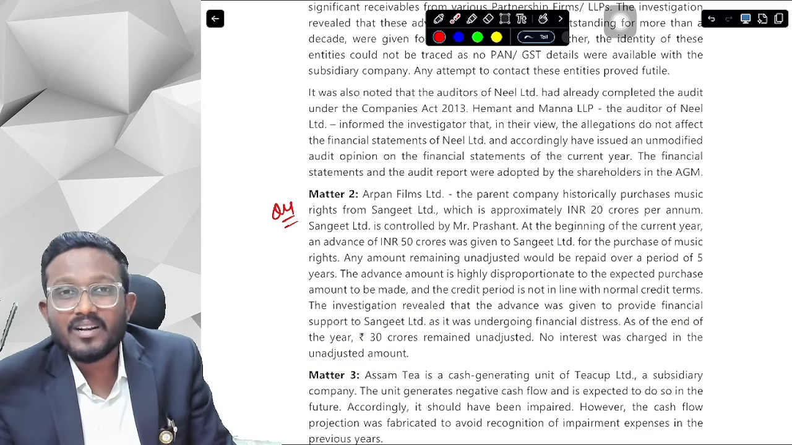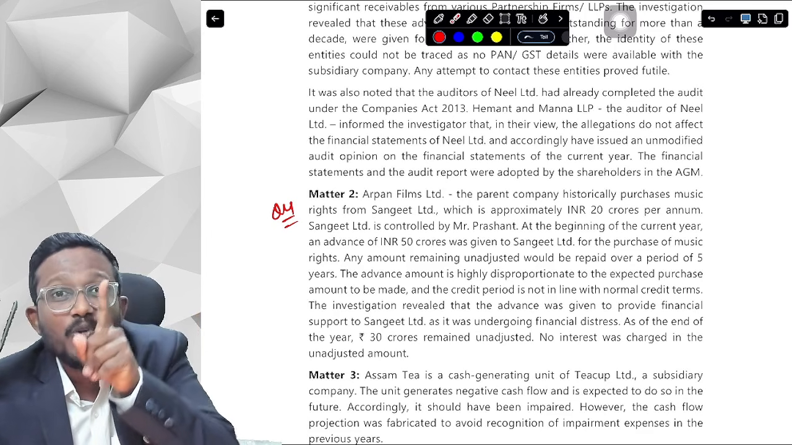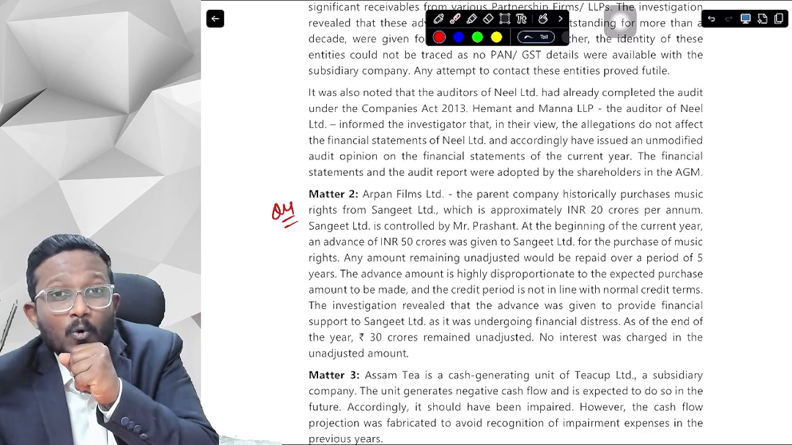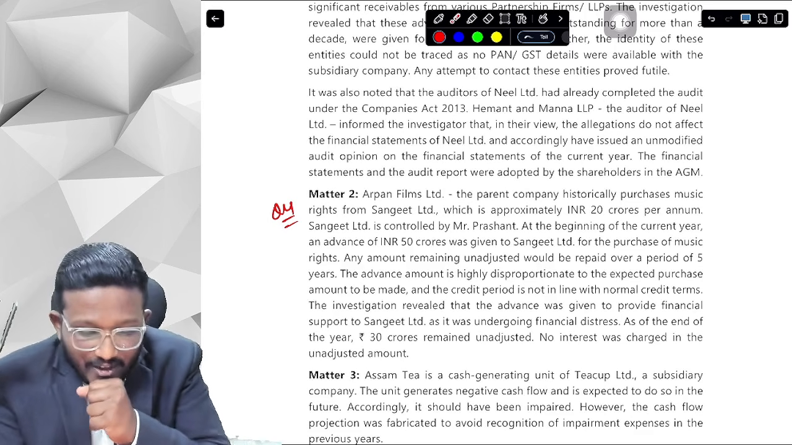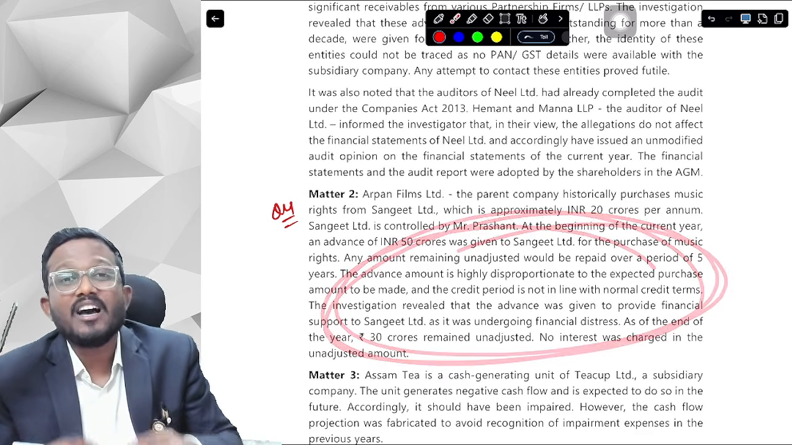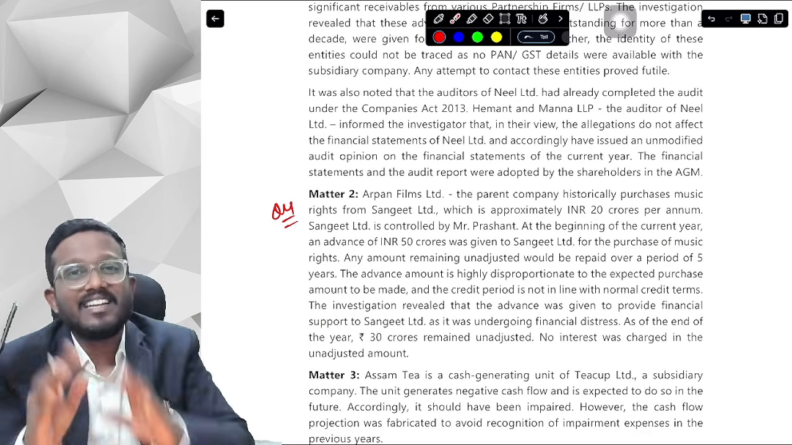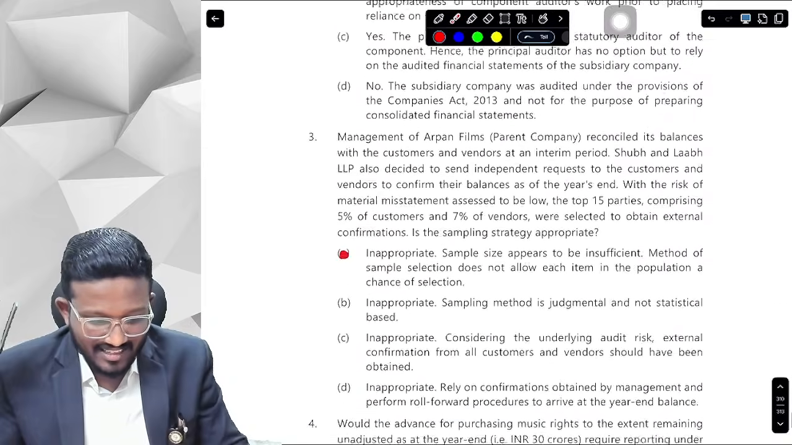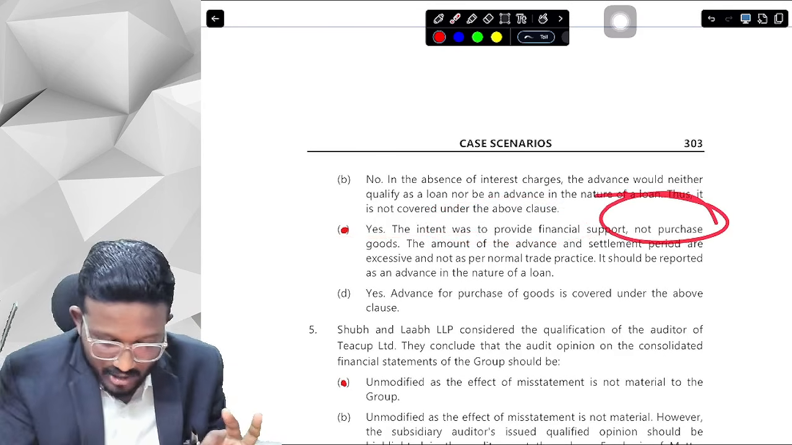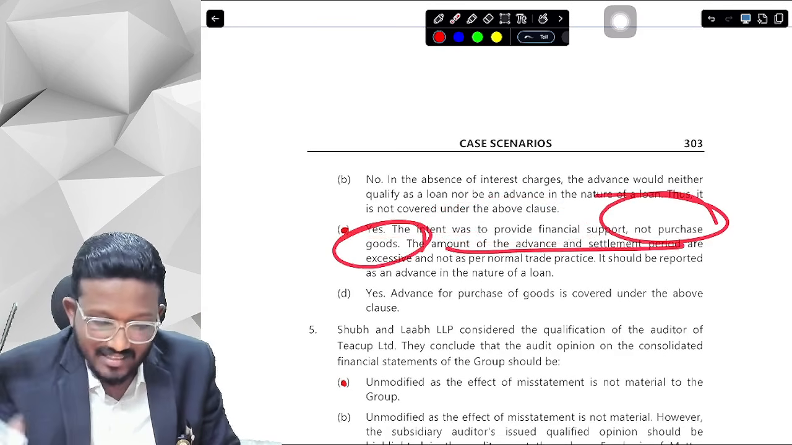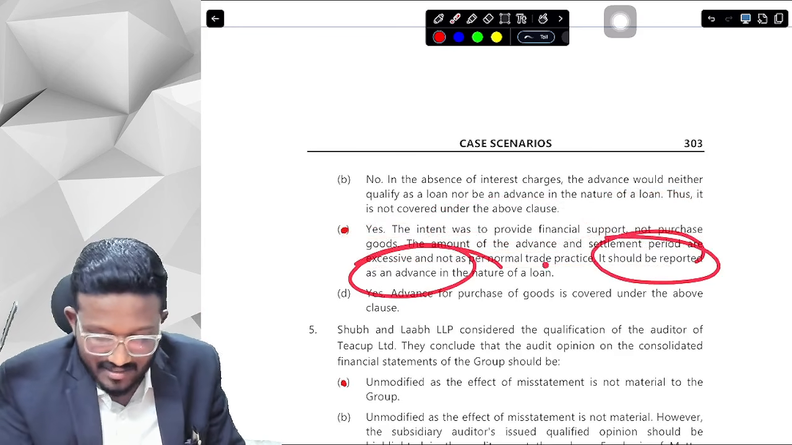So here, sir, they are giving advances, and these advances are in the nature of loans. They do not want to show loans in their books, so they are giving advances. But these advances are in the nature of loans because of all these features. So here we will have to report under CARO 2020 because these cover loans and advances in the nature of loans. Yes, the intent was to provide financial support, not to purchase the goods. Therefore, the amount of advance and the settlement period are excessive and not as per normal practice. Therefore, we should report it as an advance in the nature of a loan.